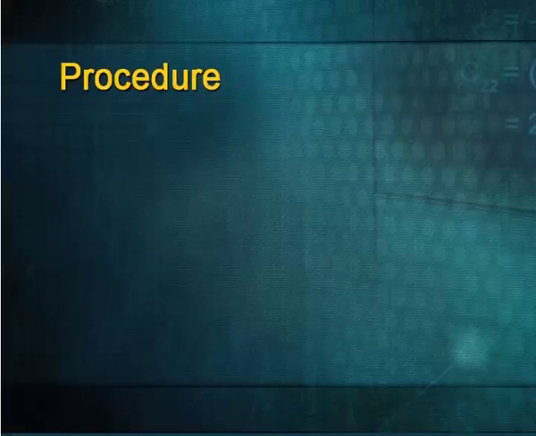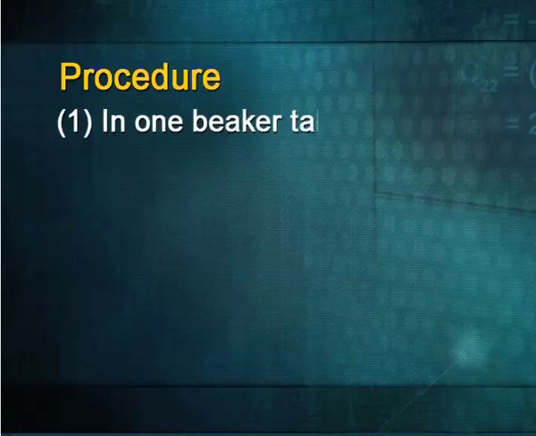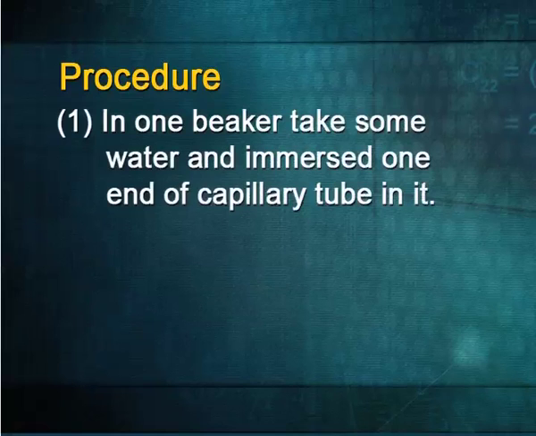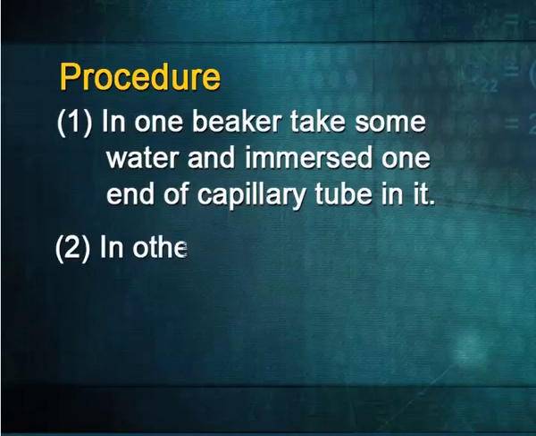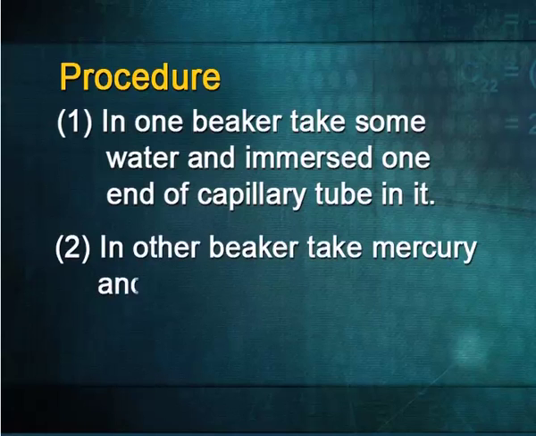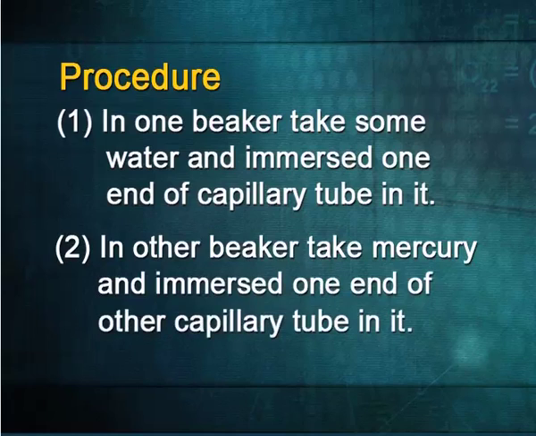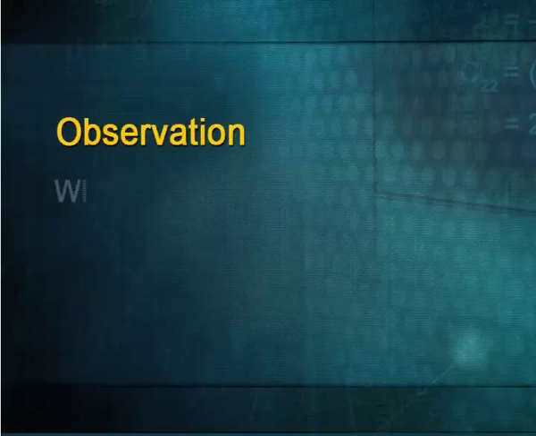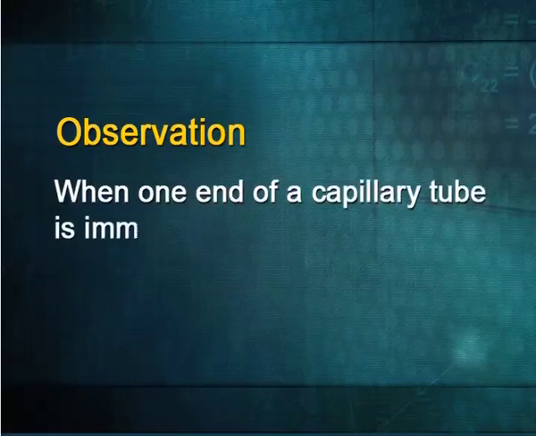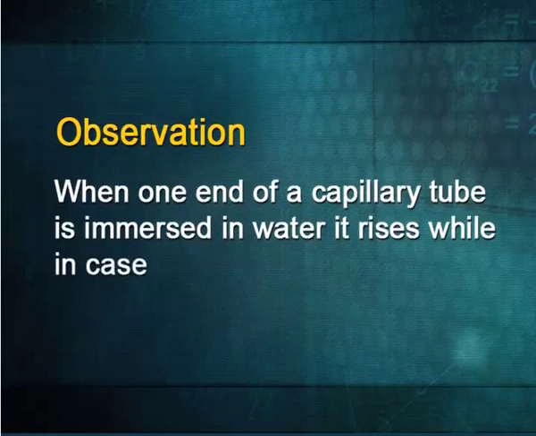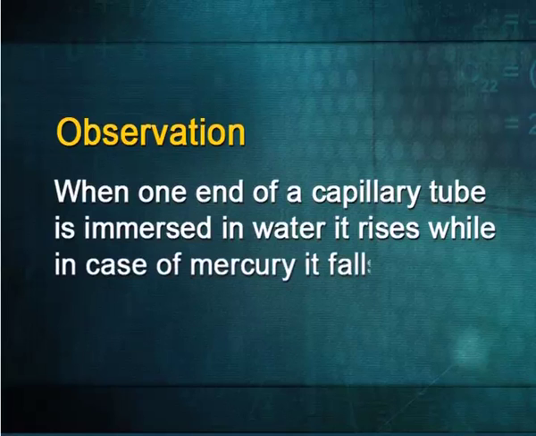So, students, what is the procedure? In one beaker, take some water and immerse one end of a capillary tube in it. In the other beaker, take mercury and immerse one end of the other capillary tube in it. So students, what do you observe? When one end of a capillary tube is immersed in water, it rises, while in case of mercury, it falls.